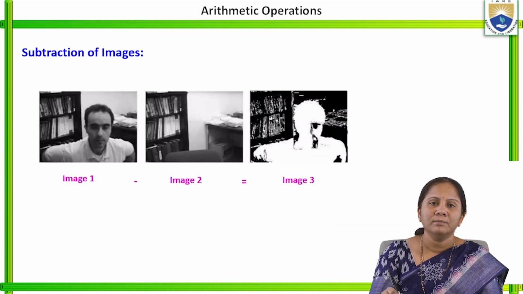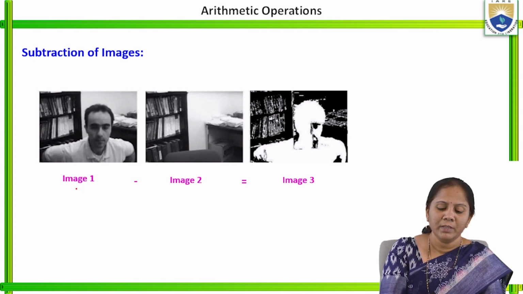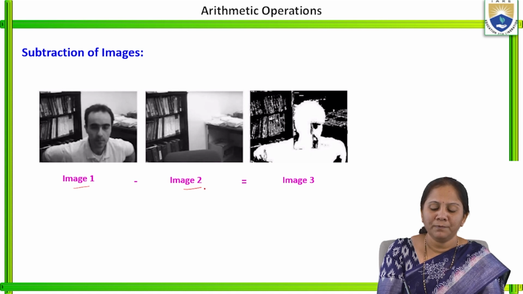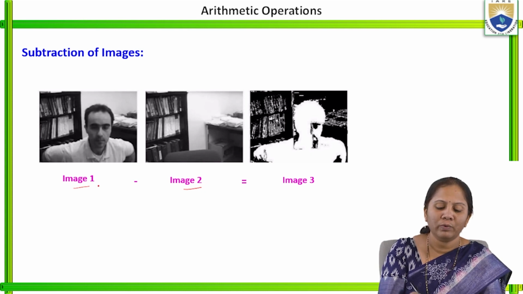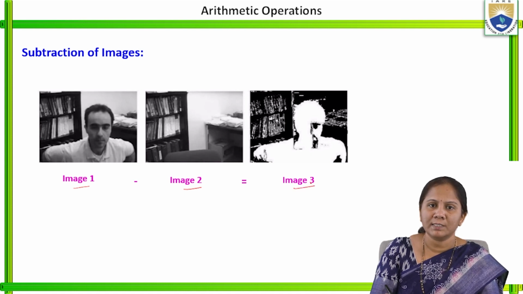So this is the example. We can see the images here clearly. This is image 1 and here is image 2. If we subtract image 2 from image 1, we are going to get the new image as a result.